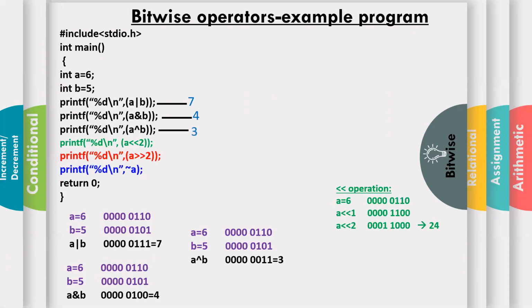For example, consider the left shift operator. So A is nothing but 6. So first write binary 0, 1, 1, 0. So here see A less than less than 2. Actually, in the place of 2, you can put any number n. That n indicates the number of times to left shift. Here A left shift 2 means we need to apply left shift 2 times.